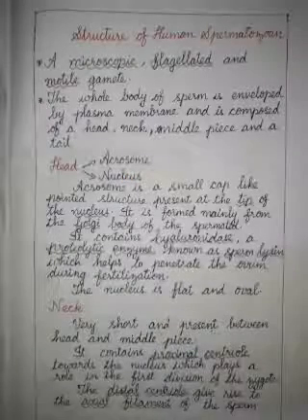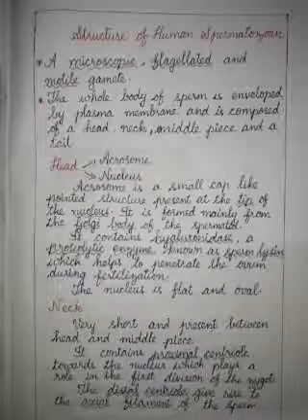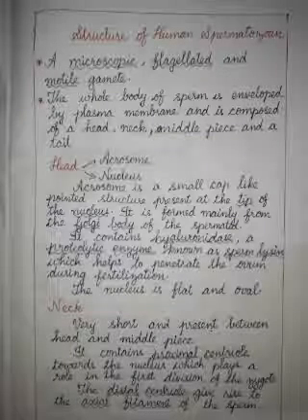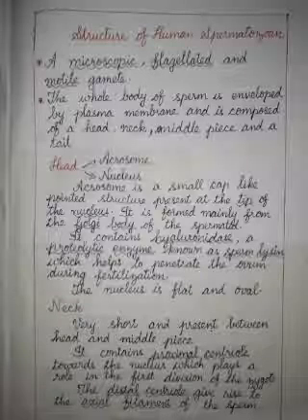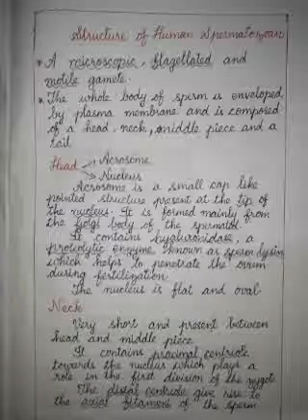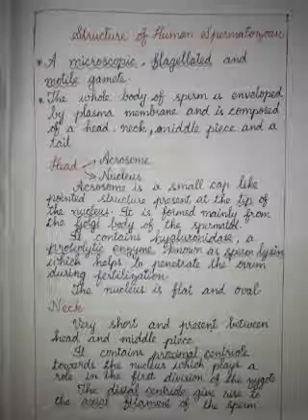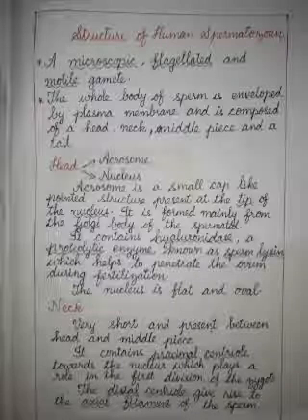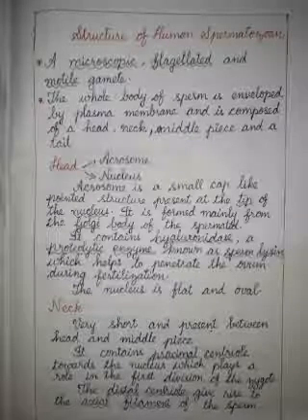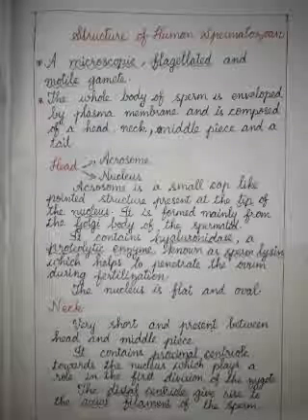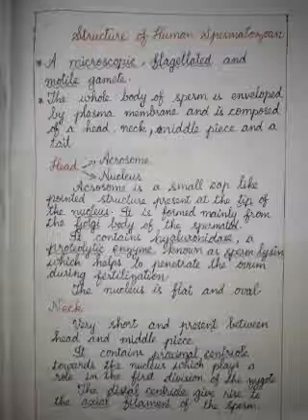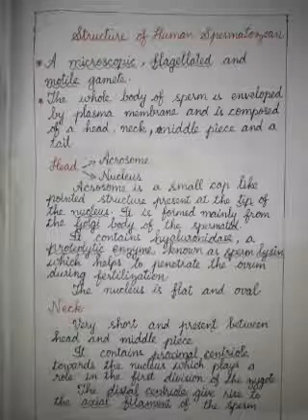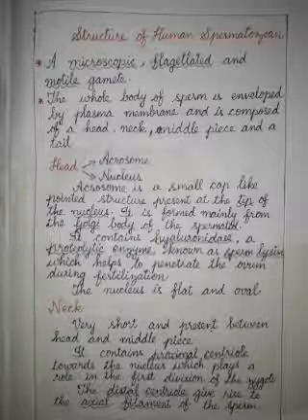We saw the diagram; the same thing we are going to study as notes. The human sperm is a microscopic structure which is a flagellated and motile gamete. A long tail gives a flagella-like movement. The whole body of the sperm is enveloped by the plasma membrane. It is divided into the head, neck, middle piece and a tail. The head consists of the acrosome and the nucleus.